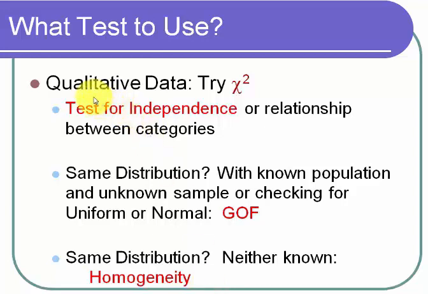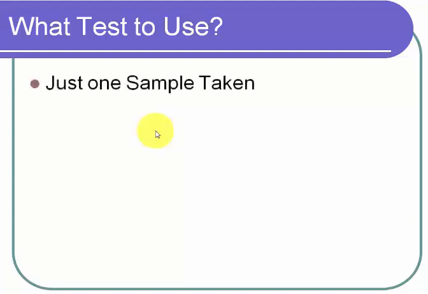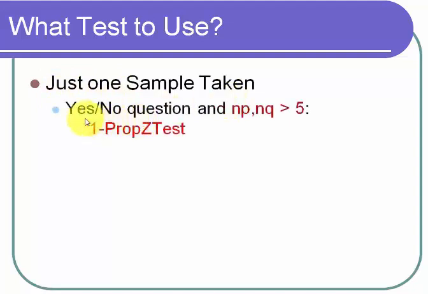If we don't have qualitative data, if the survey question is quantitative, the next question you ask is how many samples were taken. If only one sample was taken, and if it was a yes-no question, and if the expected number of yeses and the expected number of nos are both greater than 5, then we use that 1 prop z test.